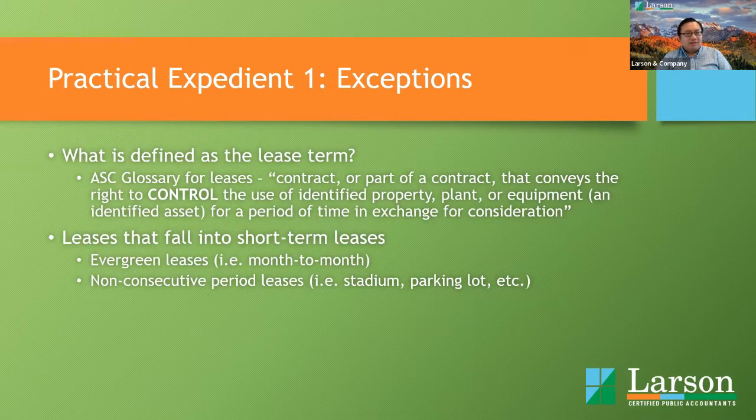this short-term lease? Well, the ASC glossary for leases mentions that a lease is a contract or part of a contract that conveys the right to control the use of identified property, plant, or equipment for a period of time in exchange for consideration. So the explanation here is that if you have a non-consecutive period lease, such as a parking lot or stadium, and you calculate the actual control of when you can actually use that tangible asset, and it's less than 12 months or a year of 365 or 367 days, however you define that 12 months, then you can actually use this practical expedient, and therefore do not need to apply ASC 842 to those leases.